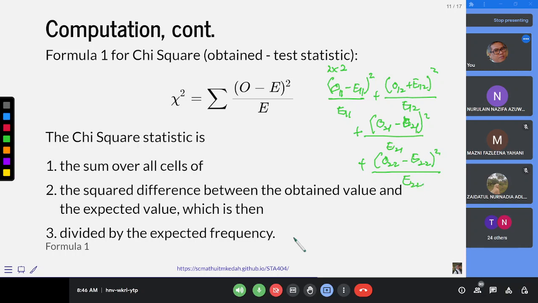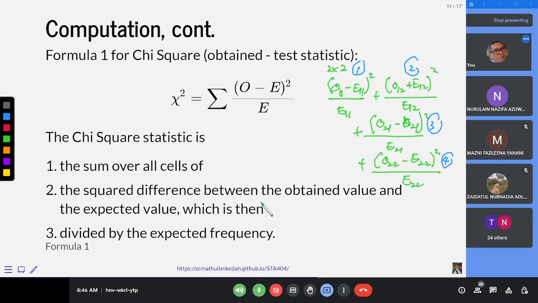Okay, so that is what it means over here. So you sum all of this. So ini katakan sum over all cells. So this is the first cell, this is the second cell. Okay, ini sel yang pertama, ini sel yang kedua, bagi 2 by 2. So this is sel yang ketiga, this is sel yang keempat. So that means sum over all 4 cells.